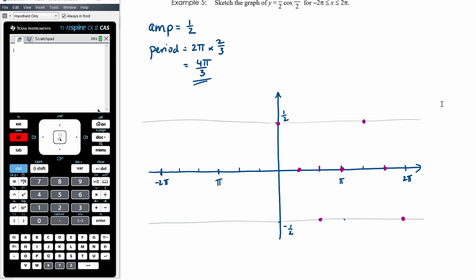Okay, let's go back the other way. So starting from the y-axis, back by pi on 3, we'll be back at the average value of the function, so on the x-axis. Back another pi on 3, we're at the minimum value of the function. Back another pi on 3, we're back to the center. Another pi on 3, we're up to the maximum value. Another pi on 3, we're back to the center. Another pi on 3, we're down to the minimum value.